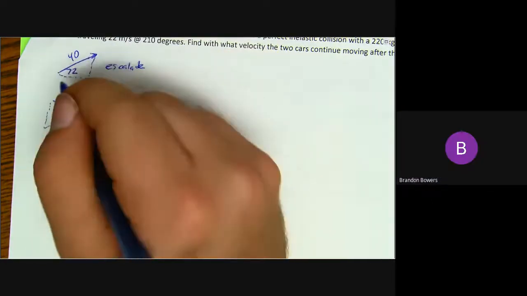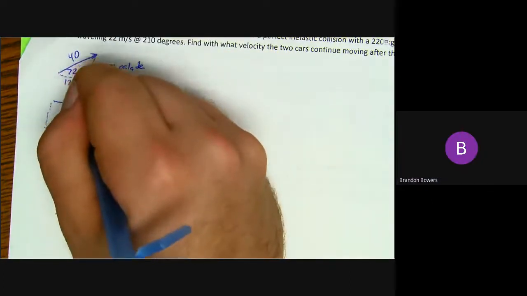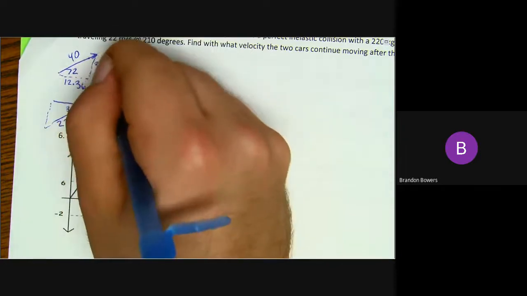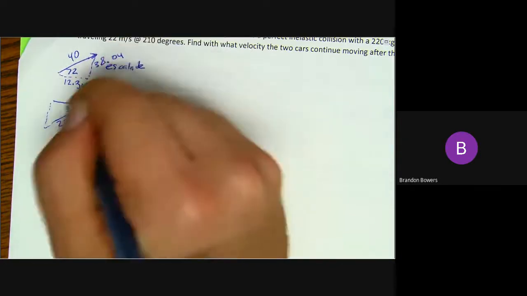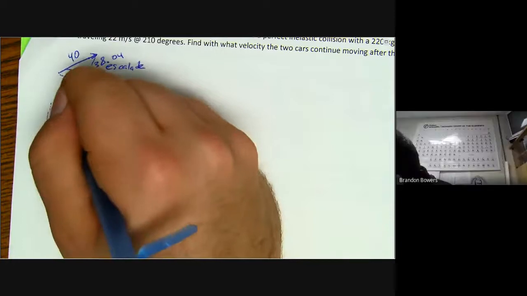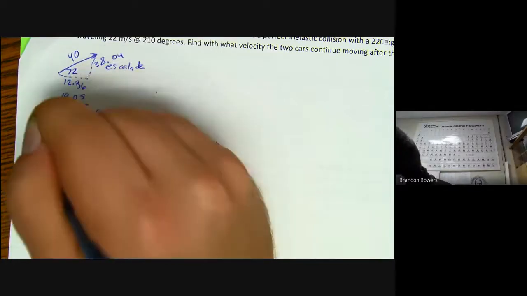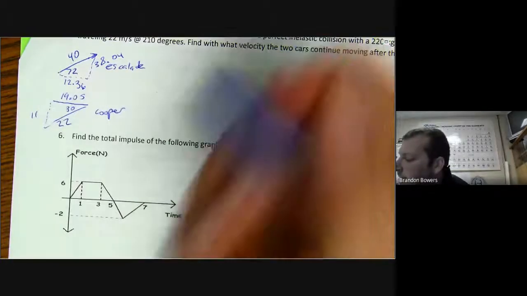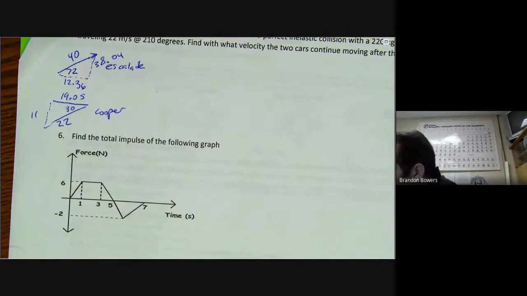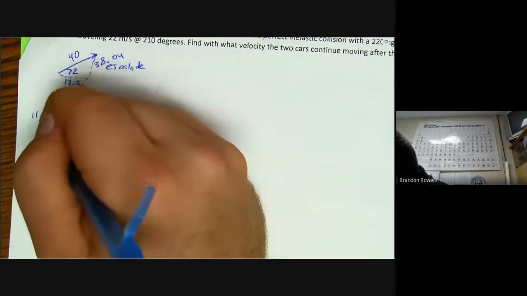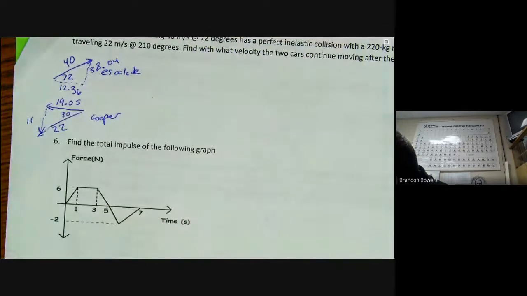So let's do the bottom. You're just going to be using sine and cosine, SOHCAHTOA. For the bottom, we got about 12.36 and about 38.04. For the flat, I got 19.05 and 11. And that's actually going in that direction, because it was negative.